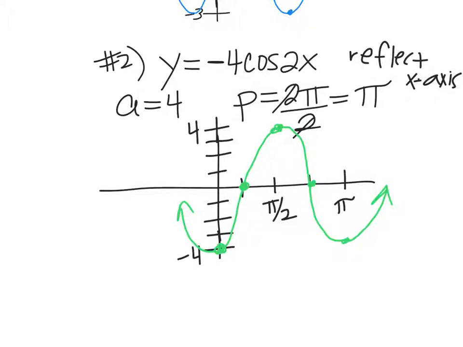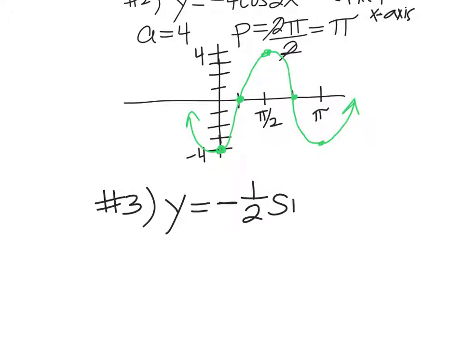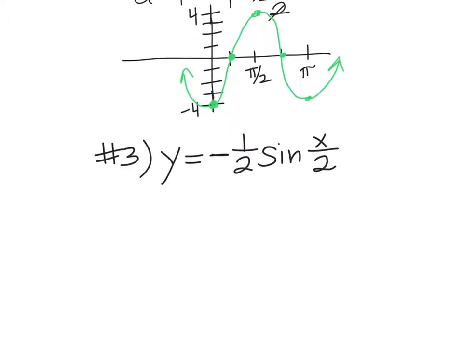All right, let's do one more of these before we move on. Number 3. Let's do y equals -1/2 sine of x over 2. Y equals -1/2 sine of x over 2. Okay. So a couple of things. First of all, the amplitude is now 1/2. The amplitude is 1/2. Okay?